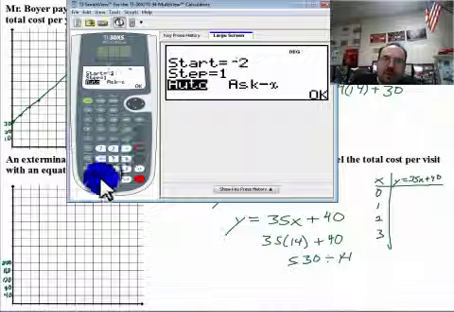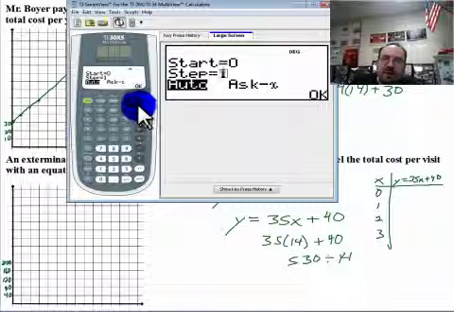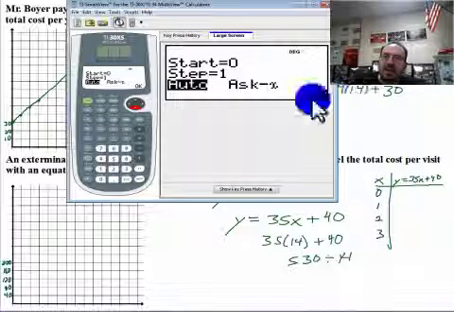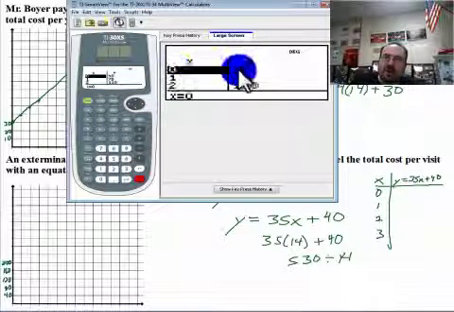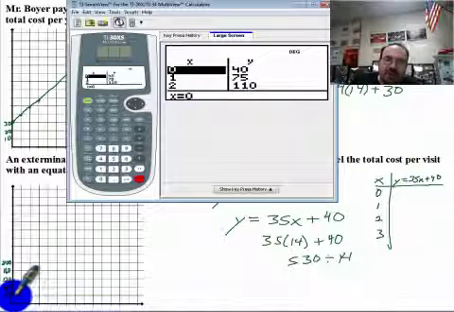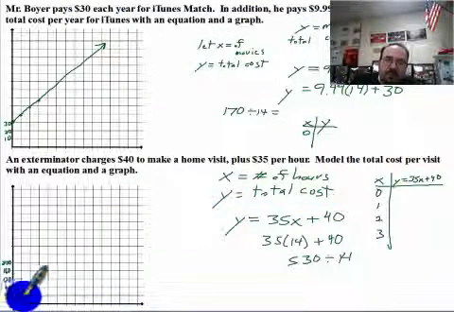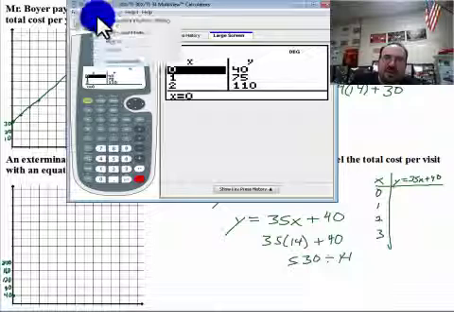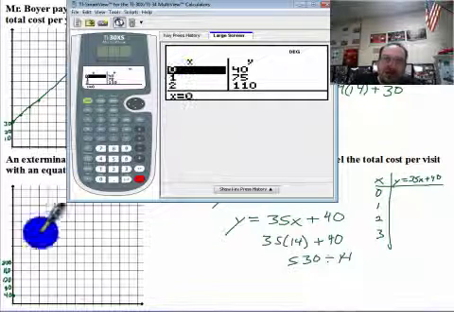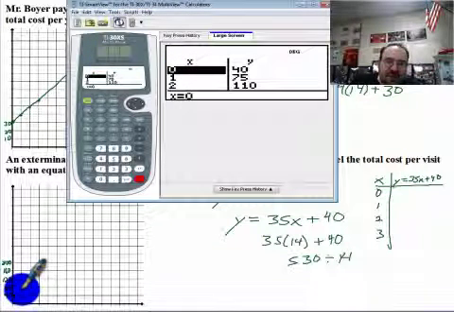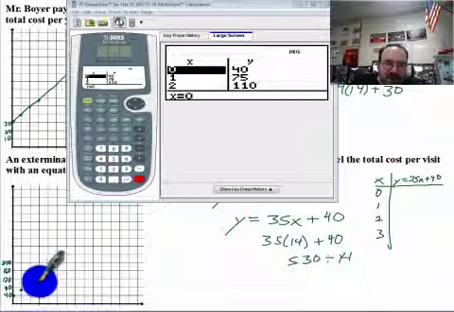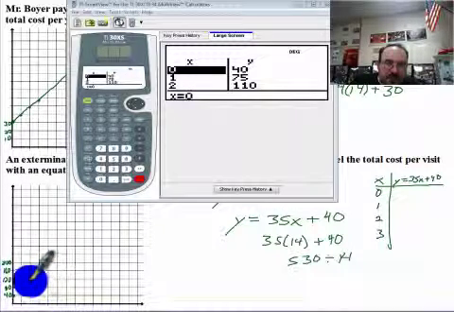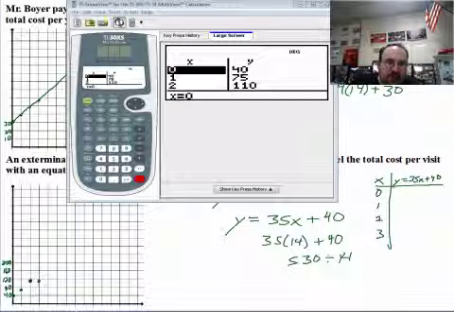And I will start at 0 because if you're starting at the number of hours you're there, it doesn't make sense to have negative hours. And I'm going to do auto. And for 0 hours, you spend $40. And let's see here. For 1 hour, it's $75. And for 2 hours, it's $110. Whoops, 2 hours is there. I went over too far.